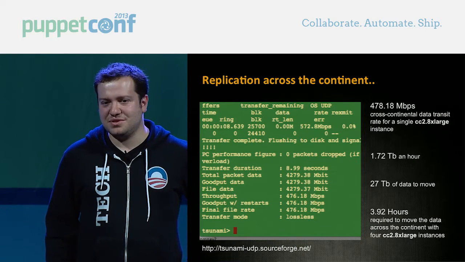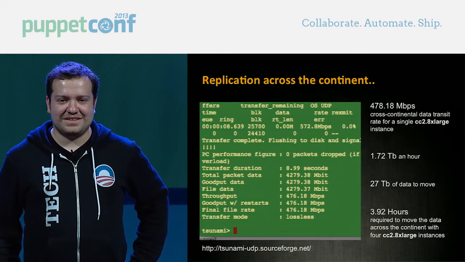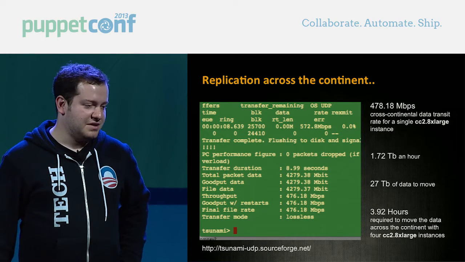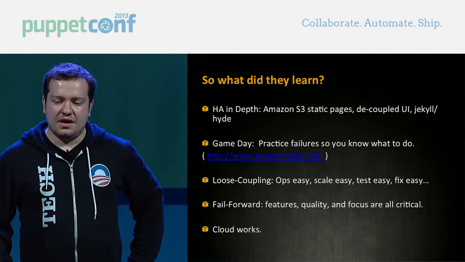You also find out the limits of your on-prem routers and stuff if you're blasting that much UDP traffic. But you should check out Tsunami UDP. It's a great tool for copying a lot of data. It's pretty easy to set up too.